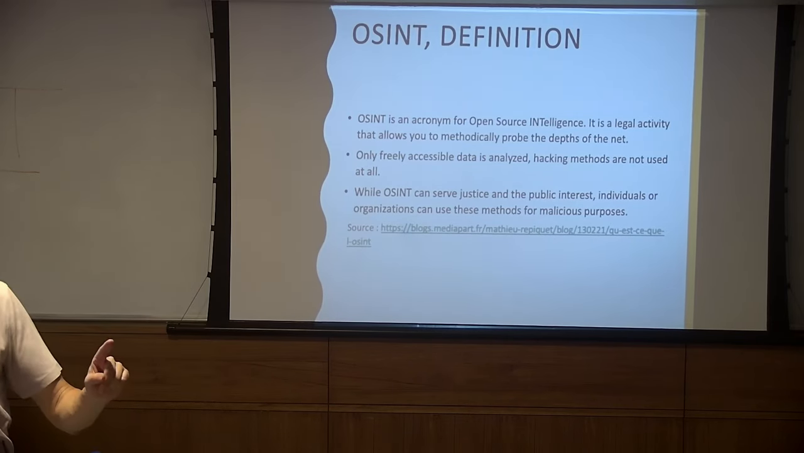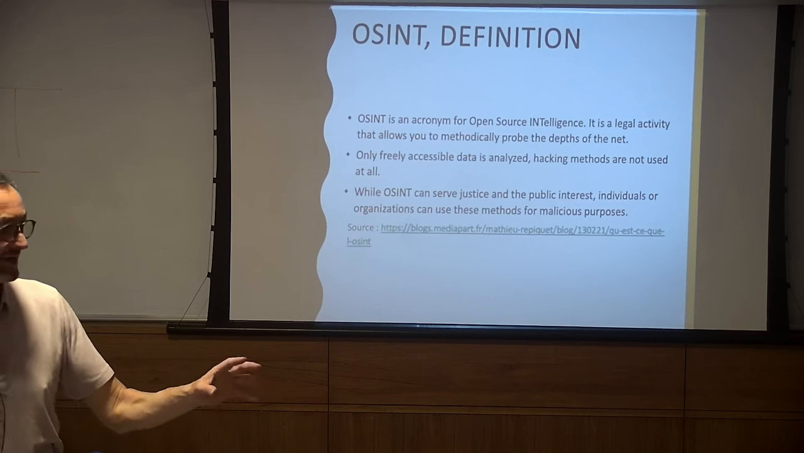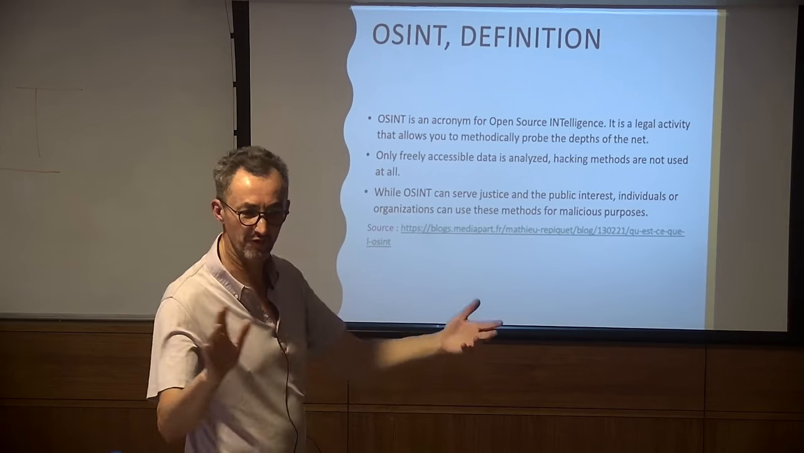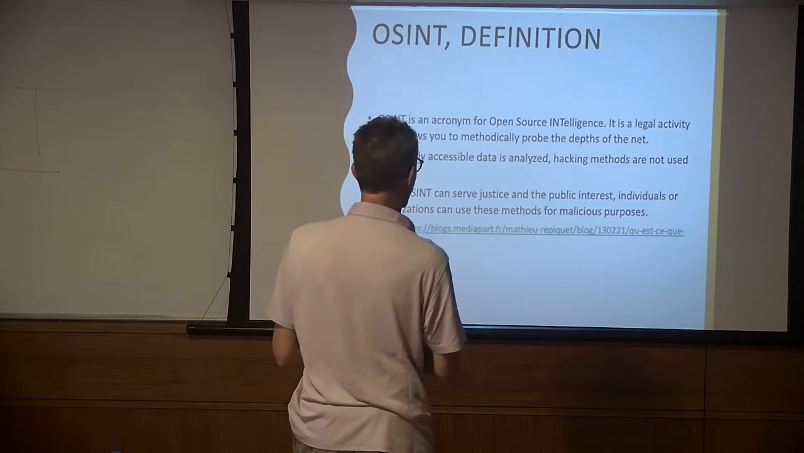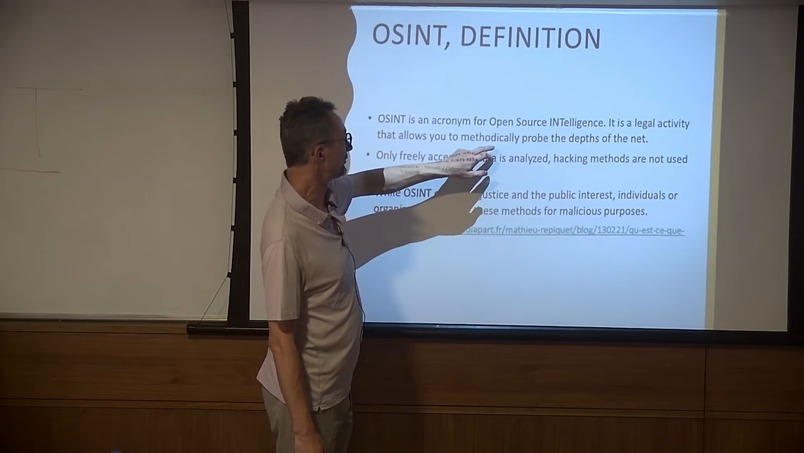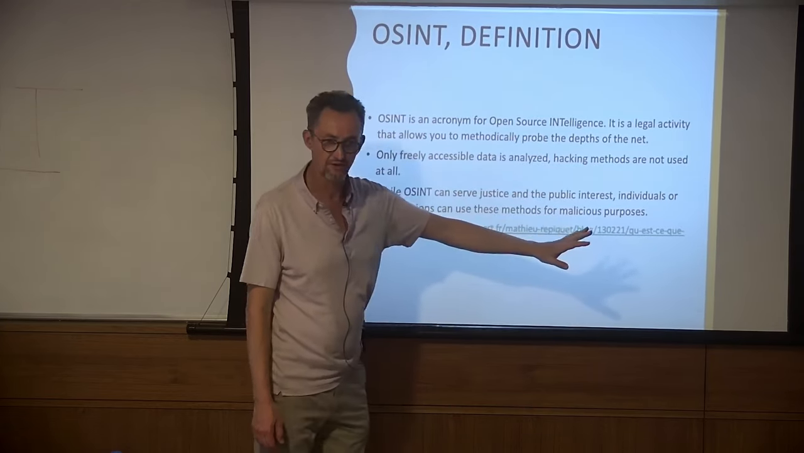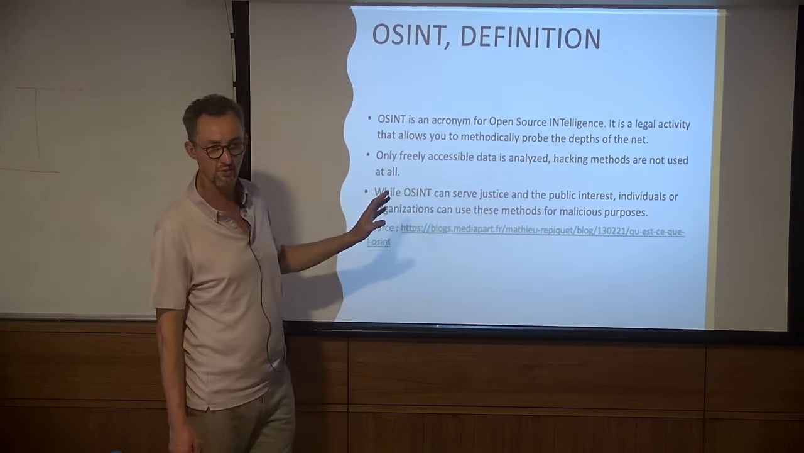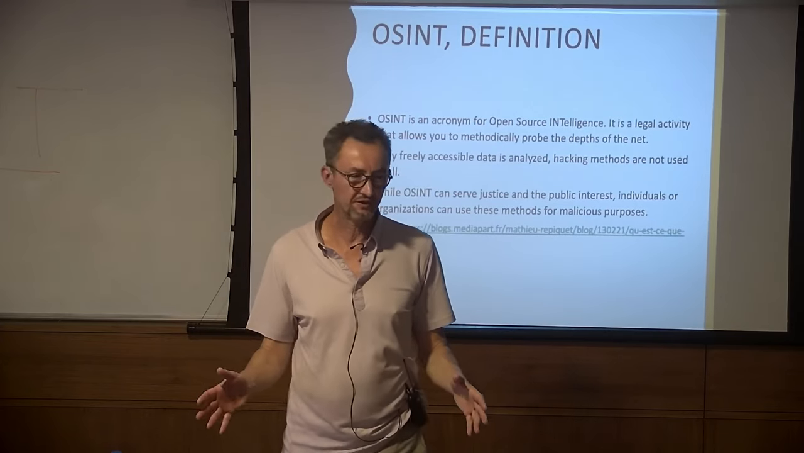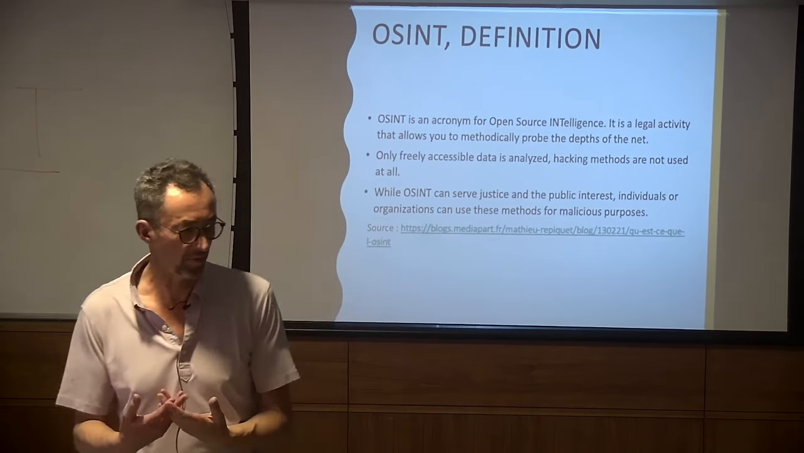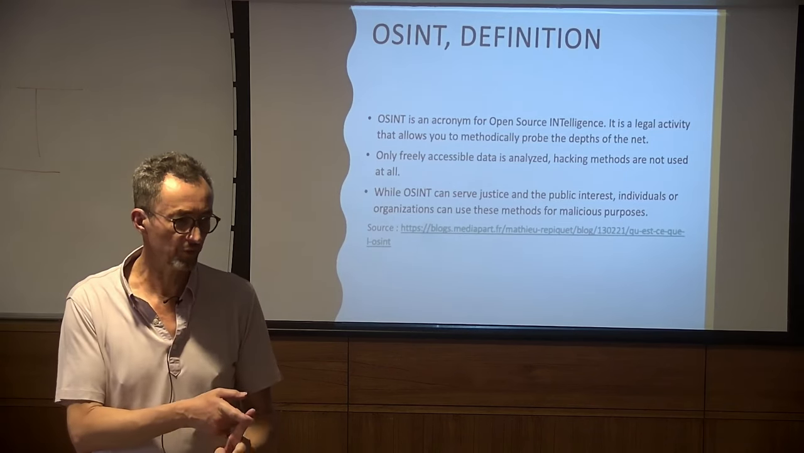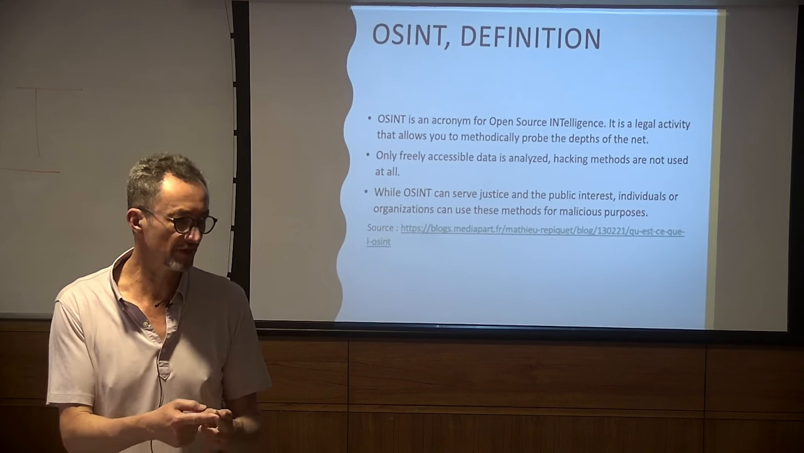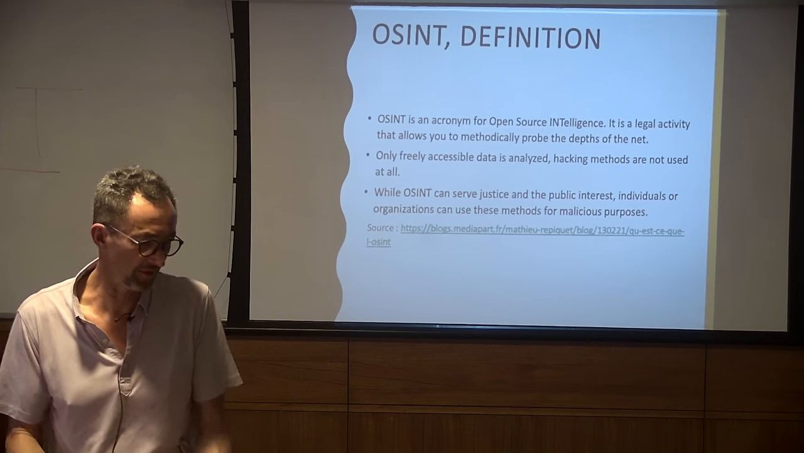So we are not under the intelligence service. I don't know the name of the Indian intelligence service, but we've got the famous FSB or the Guoanbu from China. OSINT allows you to methodically probe the depth of the net. Only freely accessible data is analyzed. Hacking methods are not used at all. If it's hacking, then it could be considered illegal, covered by law. But beware, if you look at one website or one database with subscription, it's not illegal because you have to pay, and paying is a commercial market.